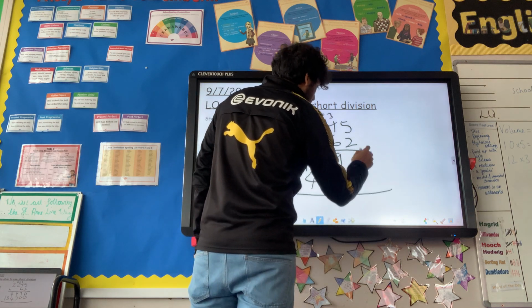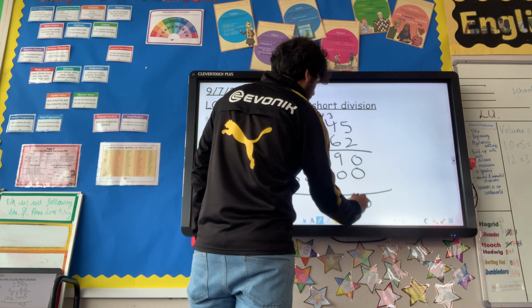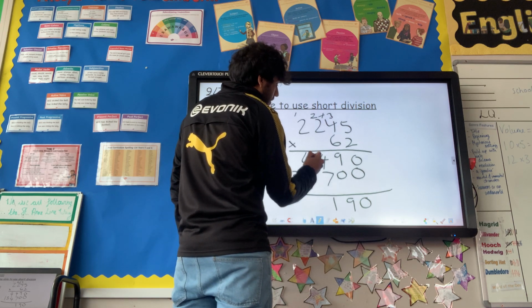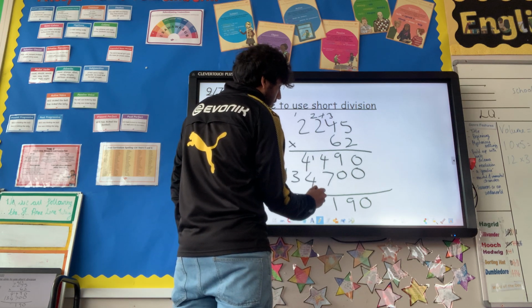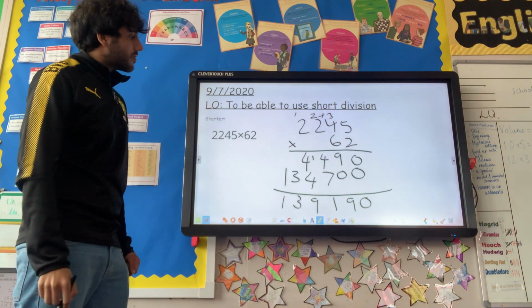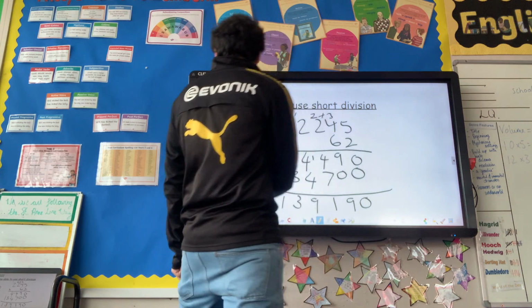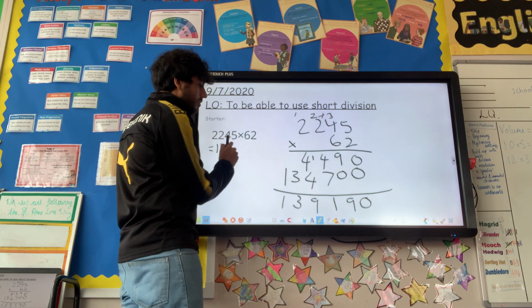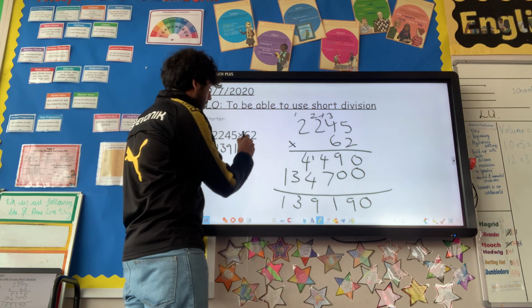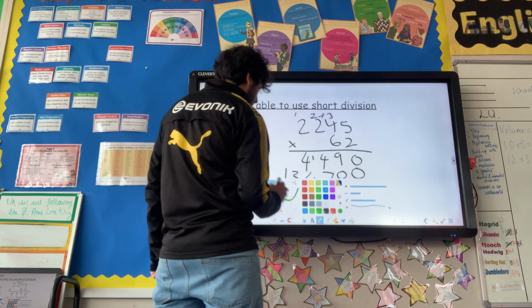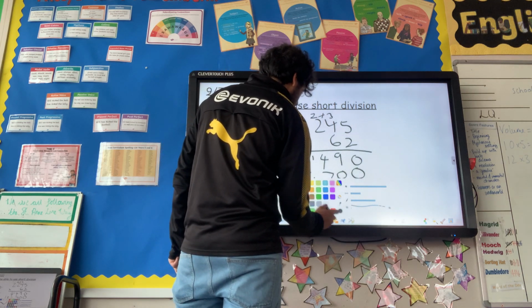Add those all together, 9. 7 and 4 is 11, so 1 there, 1 there, 9. So we get 139,190. I'll write my answer here. 139,190. Give yourself a big green tick if you got that correct.